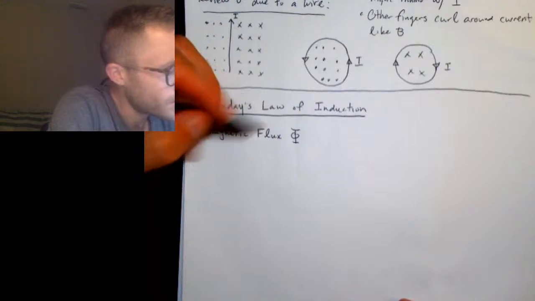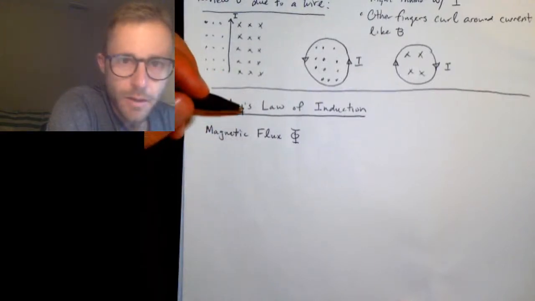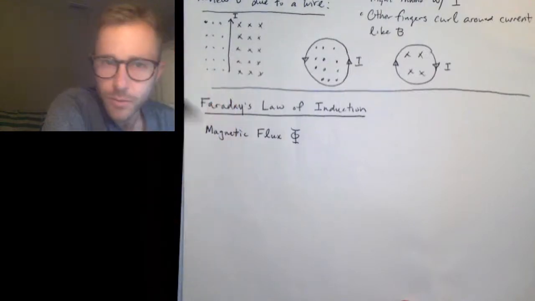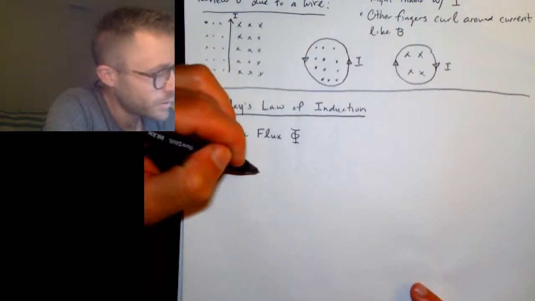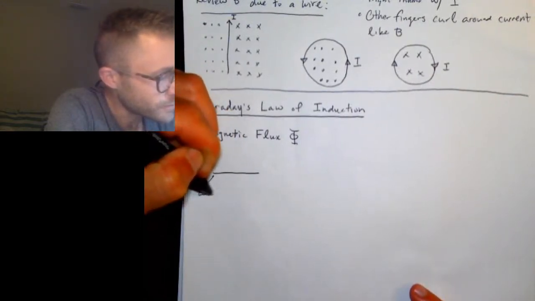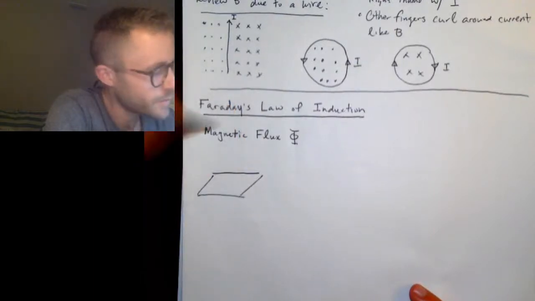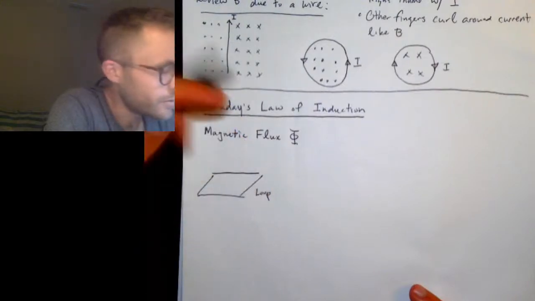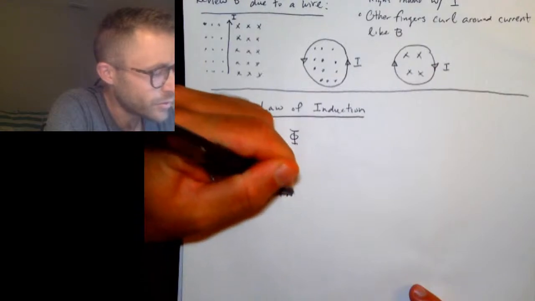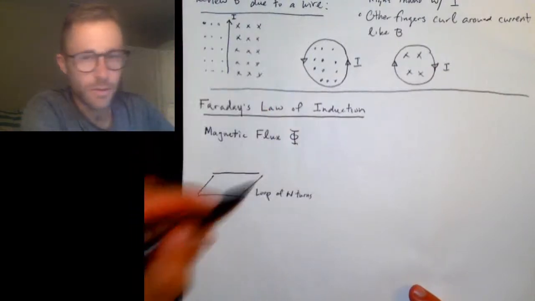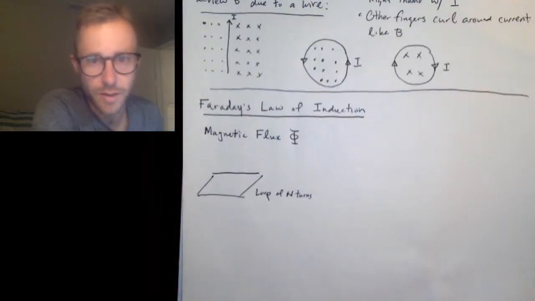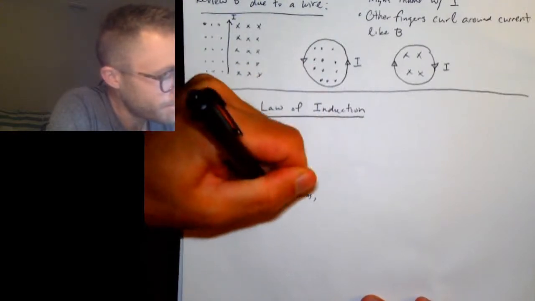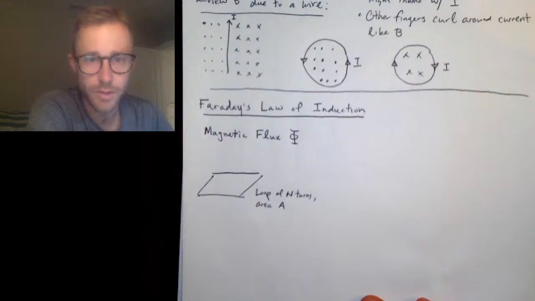If you want to visualize magnetic flux, you've got some kind of a loop, and that loop has N turns. So it's not just going around once, it's going around a bunch of times, N times. And it has area A, so that would be length times width if it's a rectangular loop.